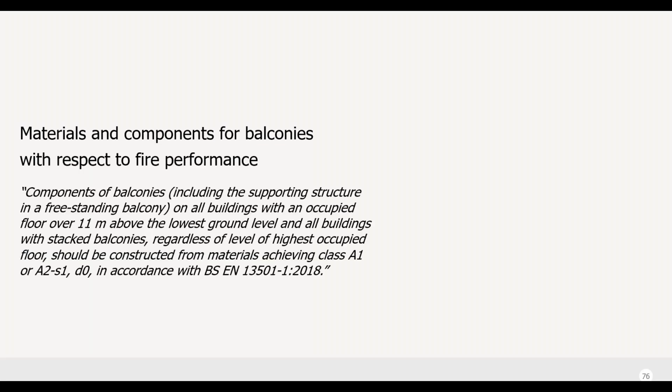I will now turn in more detail to what the standard includes for materials and components for balconies with respect to fire performance. So, to prevent fire spread across a building, the guidance recommends the use of non-combustible materials. It describes the following fire performance. As you will see, it talks about a requirement to be class A1 or A2 S1 D0 in accordance with BS EN 13501 Part 1. There are exemptions to this, which we'll come to in a minute. Next slide, please.